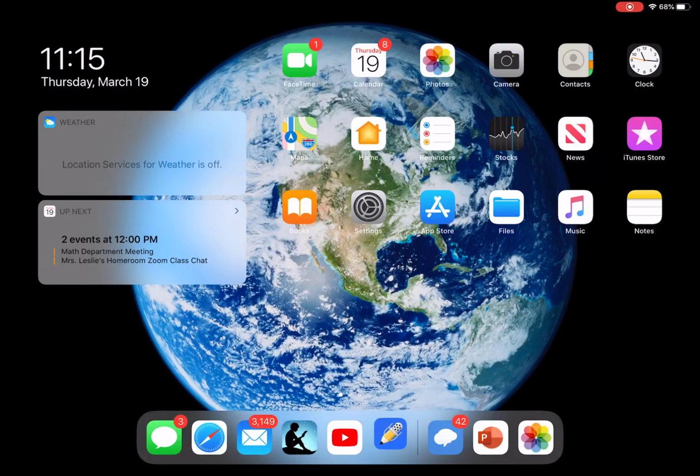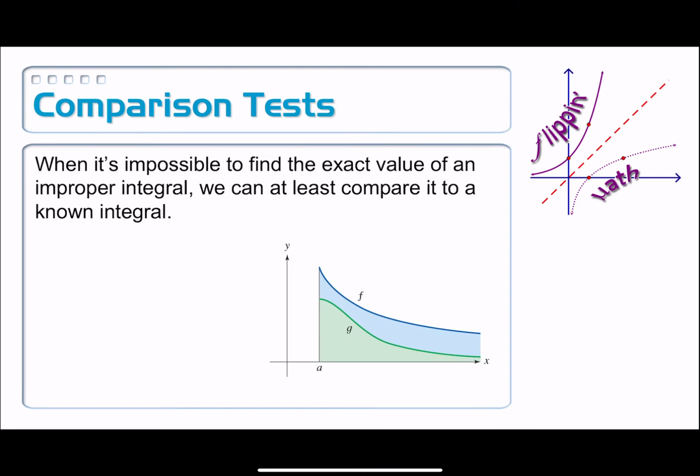So let me summarize that stuff back here in the notes. These comparison tests are going to come back to us again whenever we do our infinite series. So sometimes it's absolutely impossible to find the exact value of some sort of improper integral.